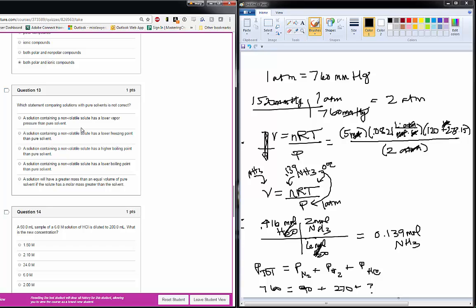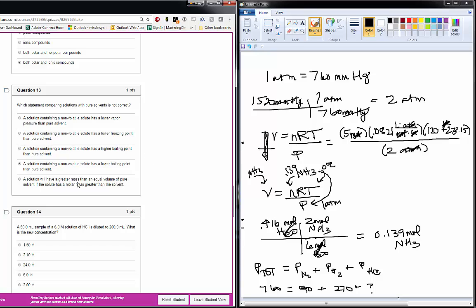Which statement comparing solutions with pure solvents is not correct? Let's see. A solution containing solute has lower vapor pressure. That's true. Solution containing a solute has a lower freezing point. Yes, freezing point goes down and boiling point goes up. That's true. Here, the boiling point does not go down. The boiling point goes up. So we get boiling point elevation, freezing point depression, and depression of vapor pressure as well.